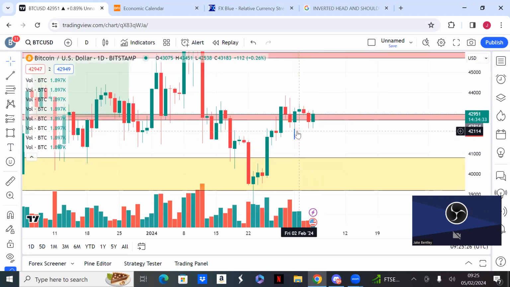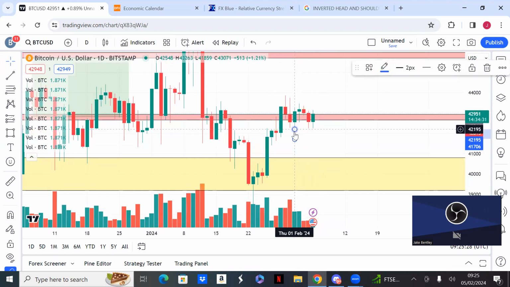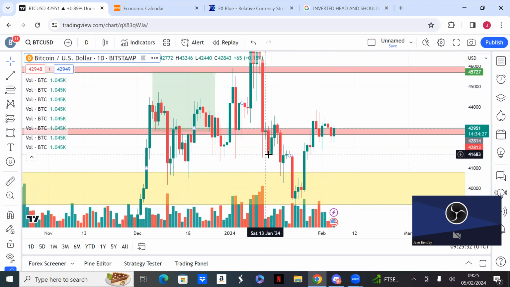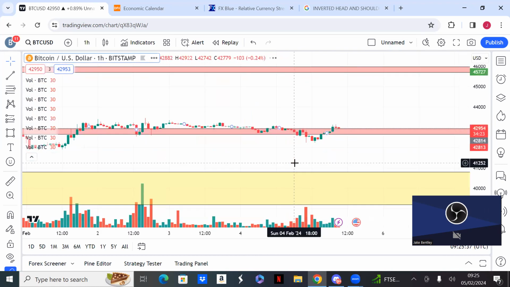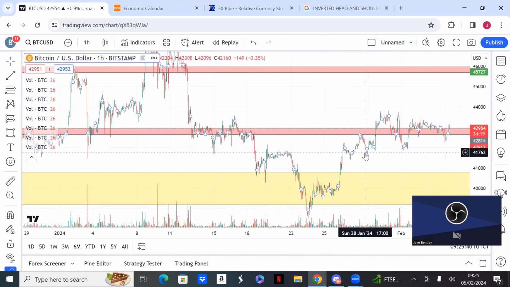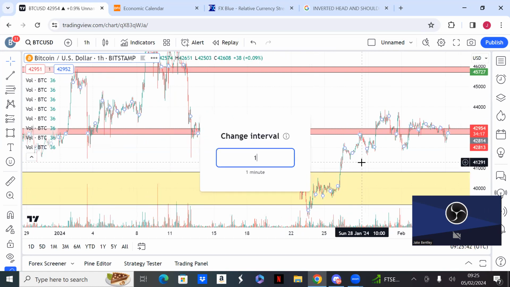What am I looking for? So now we've touched this level. Well, again, we've got an inverted head and shoulders here. Left, head, shoulder here. If you look on the 1 hour, we can see that. Boom, left, head, shoulder. We're just in consolidation.